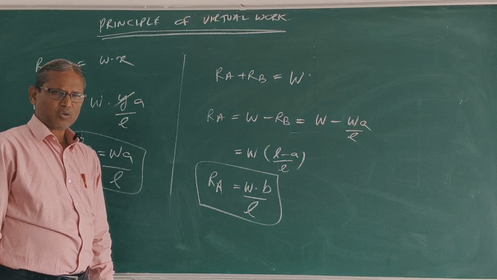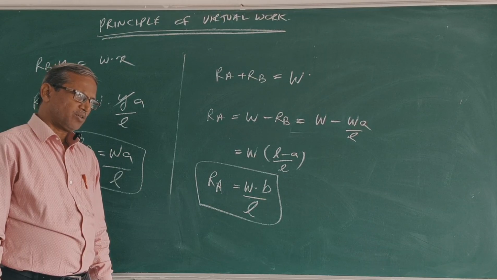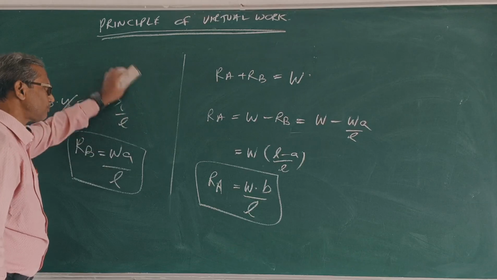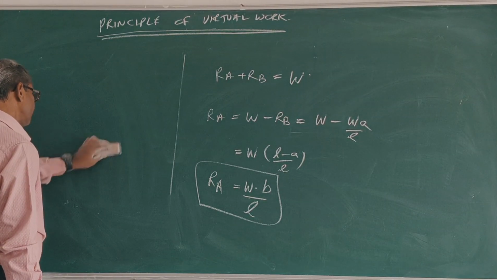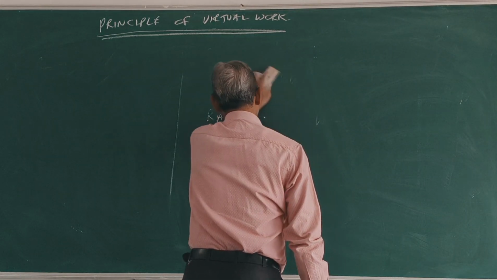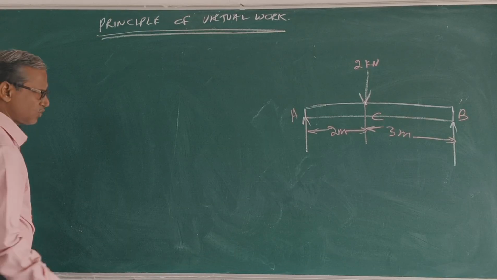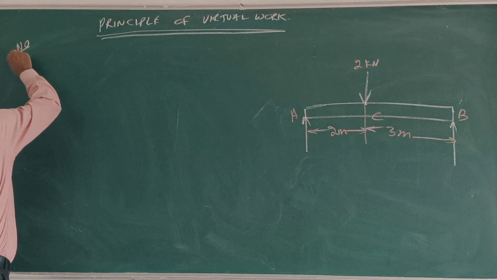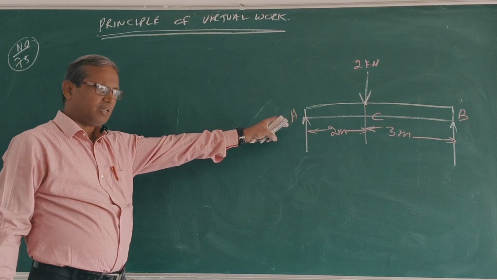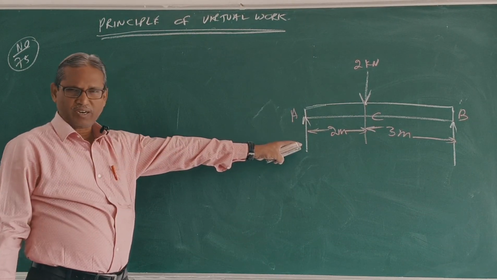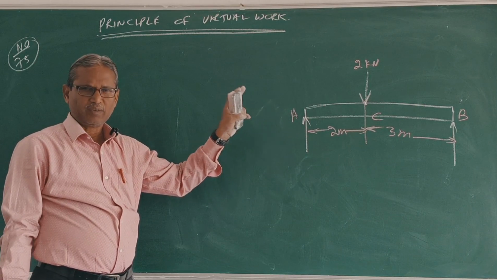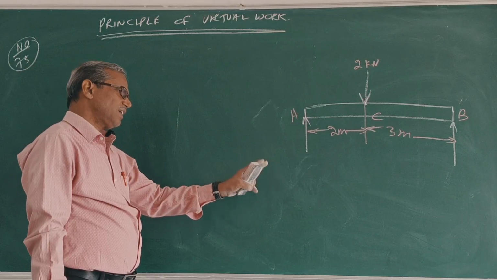Now I will do some problems. What is the problem number? This is question number 75. The question is, beam AB is loaded and supported as in the figure. Using the principle of virtual work, find the reaction at A and the reaction at B.